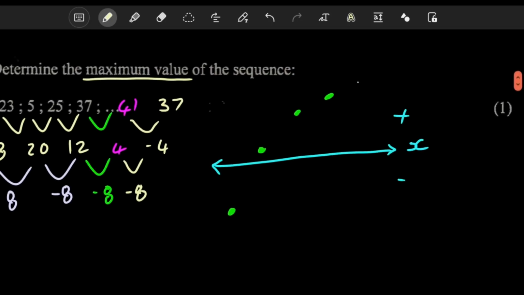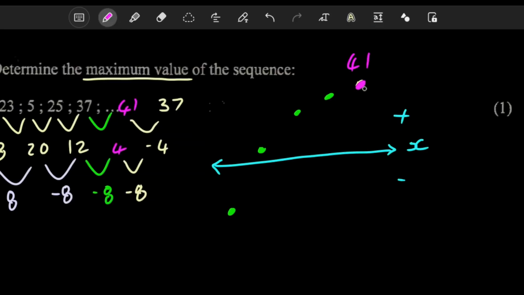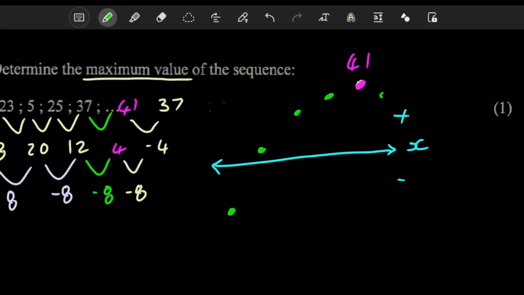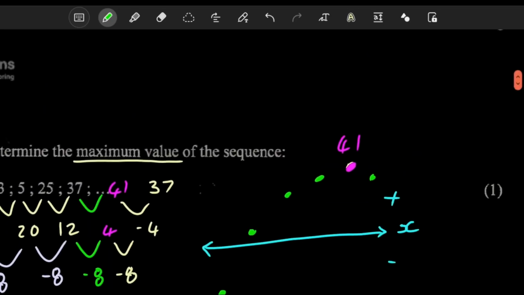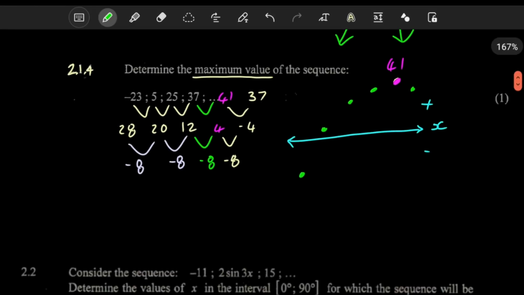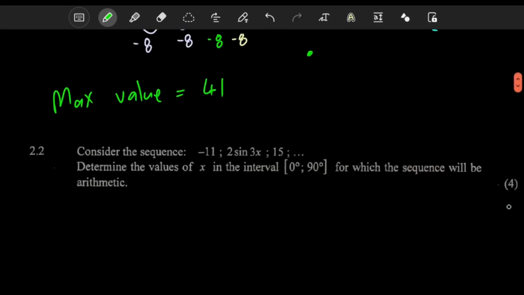So the highest point up here is going to be 41, and then it's going to start dropping again, getting lower and lower, because remember, your values have to draw a quadratic curve like that. So for 1 mark, you're going to need to say the maximum value is 41. Moving on, nothing crazy over there.